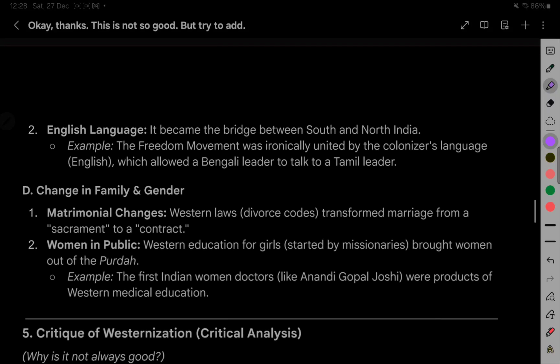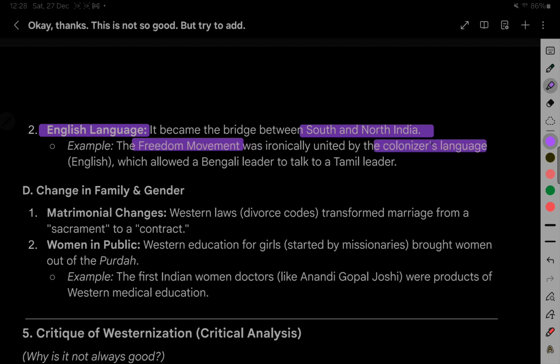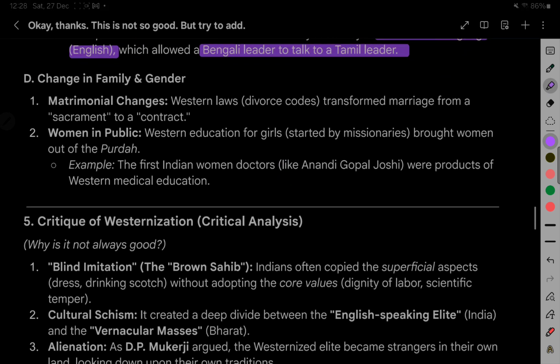English language became the bridge between South and North India. Example: the freedom movement was ironically united by the colonizers' language, English, which allowed a Bengali leader to talk to a Tamil leader. D. Change in family and gender.